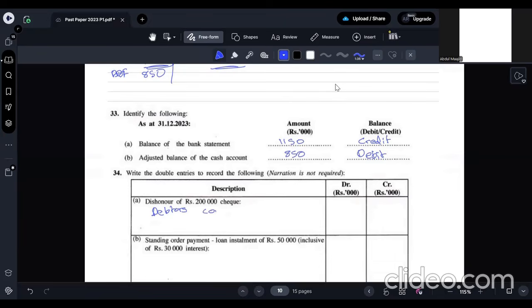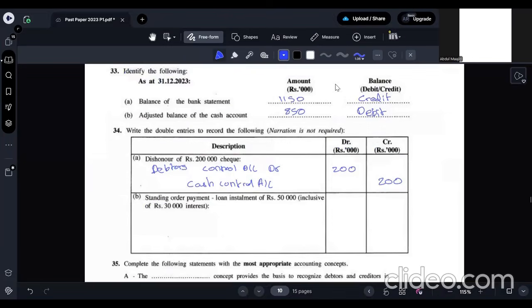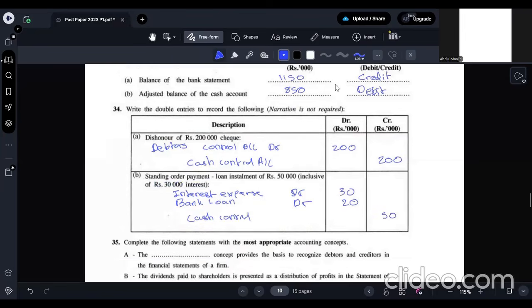Debtors control account will be debited by 200,000 and cash control account credited by 200,000. B. Standing order payment loan installment of 50,000 including 30,000 interest. So interest expense debit 30. Then the loan amount is 20. Bank loan debit 20. Cash control credit 50.